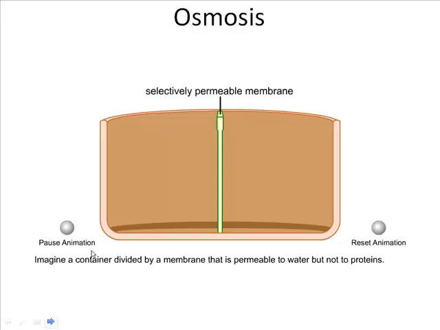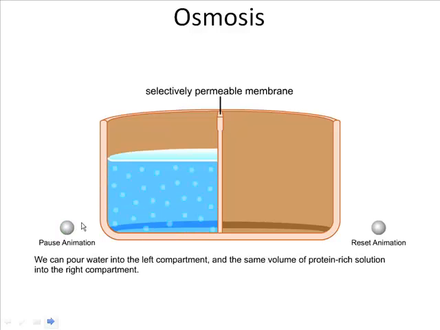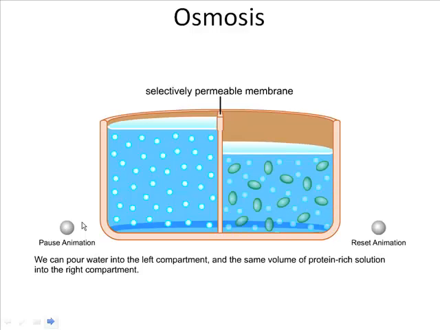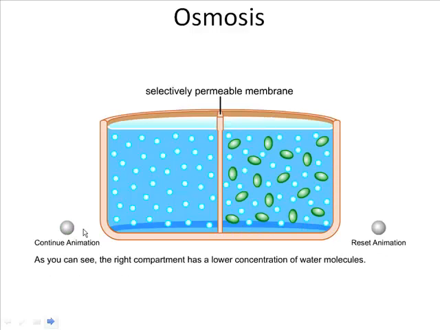Imagine a container divided by a membrane that is permeable to water but not to proteins. We can pour water into the left compartment and the same volume of protein-rich solution into the right compartment. Okay, let's establish ourselves now. We have a semi-permeable membrane. What that means is water can freely move through, but proteins cannot.